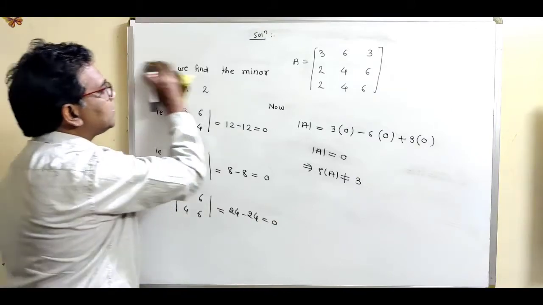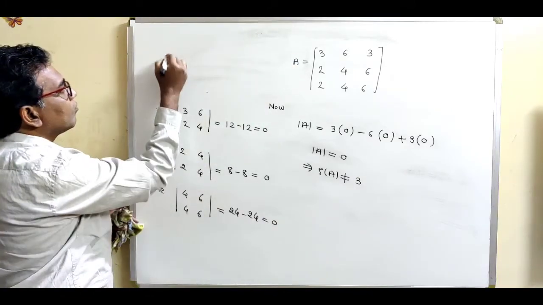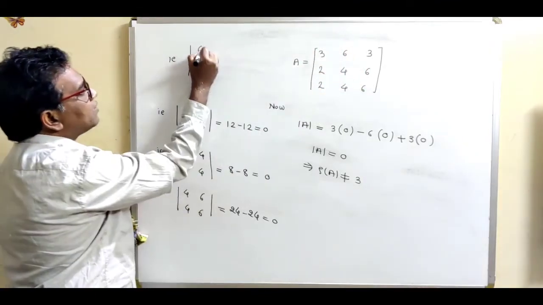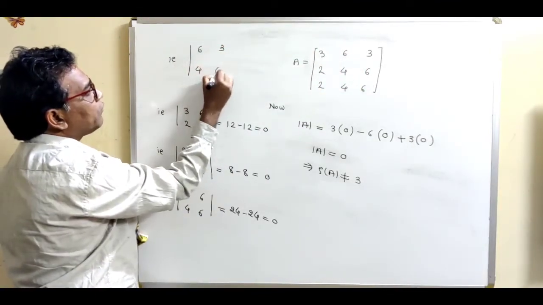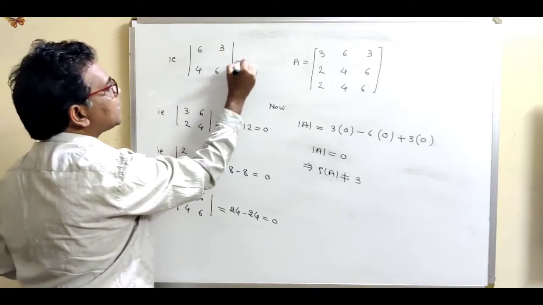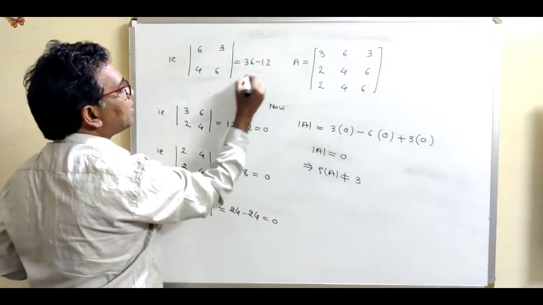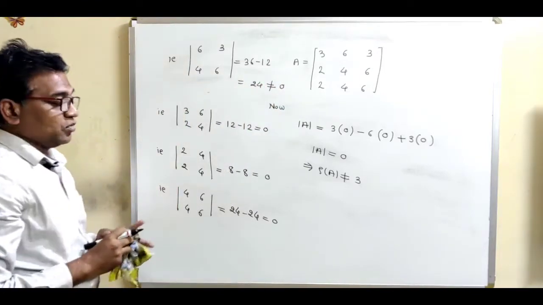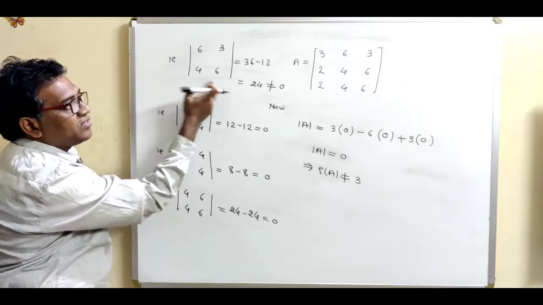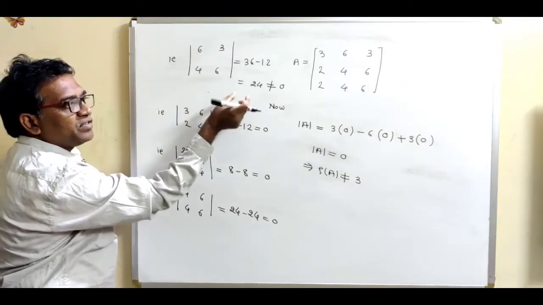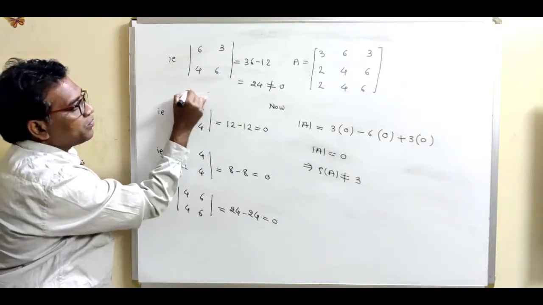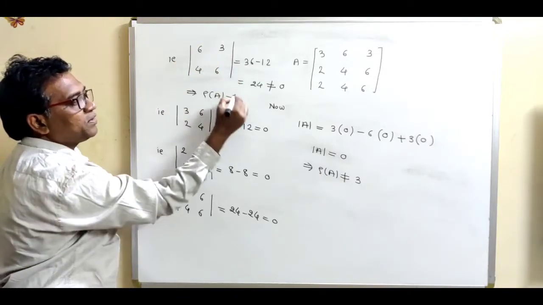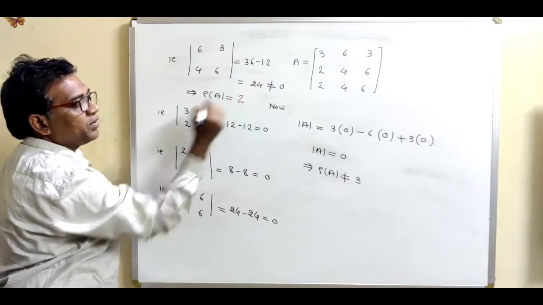So try for the next determinant. Now consider this fourth determinant 6, 3, 4, 6. So 36 minus 12. So this is 24, which is a non-zero determinant. So there exists at least one determinant which is non-zero. So we can say that rank of the matrix A is nothing but the order of that determinant. So this is equal to 2.